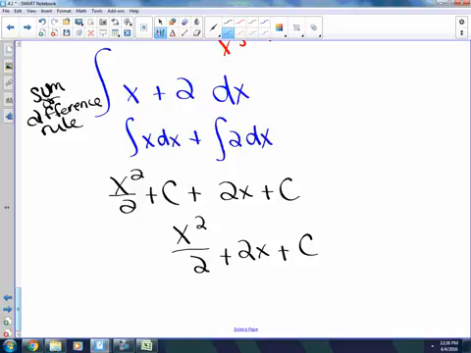Now, I'll tell you this. It's up to you when you get better and you get faster at this. You don't necessarily have to do this in between step. You could just go from here if you're comfortable with that. Integrate this, integrate that, add your C.